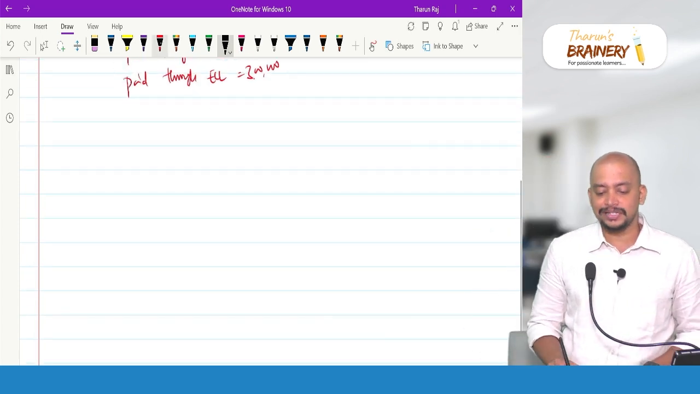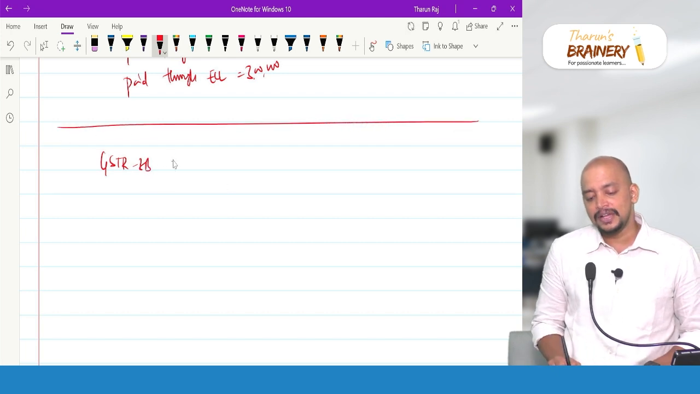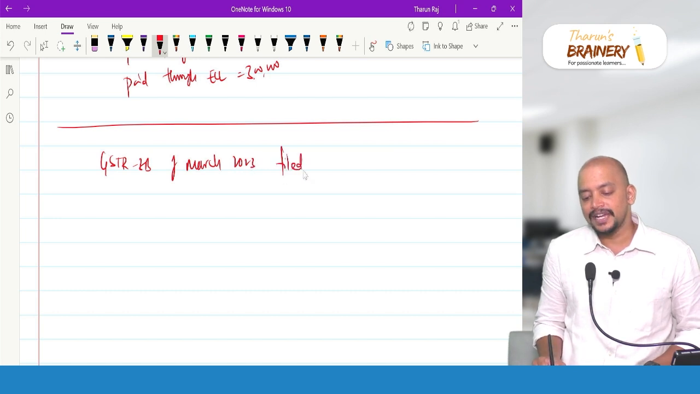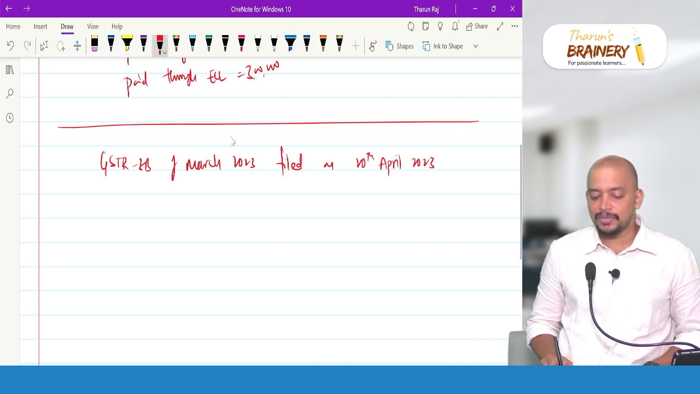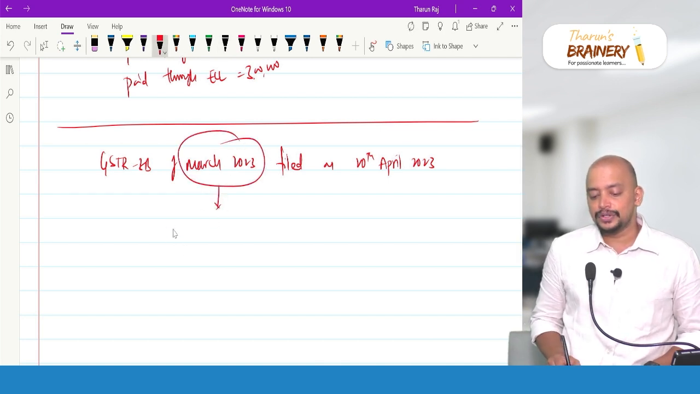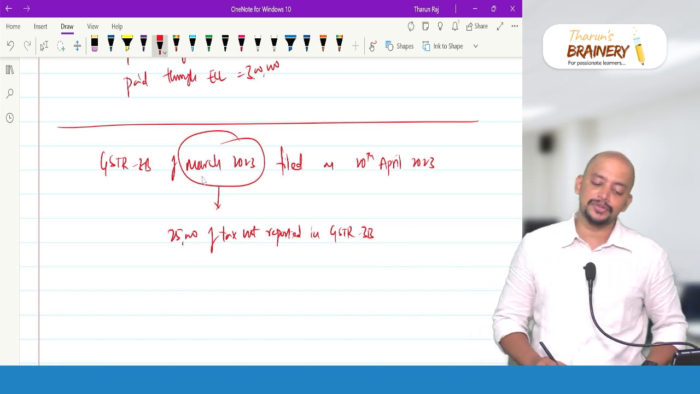Now here what happens is that GSTR 3B of March 2023 was filed on 20th April 2023 by the due date. Okay, and we missed a liability for this particular month of March. So 25,000 rupees of tax was not reported in 3B, which means we have not paid the GST liability with respect to 25,000 of March.